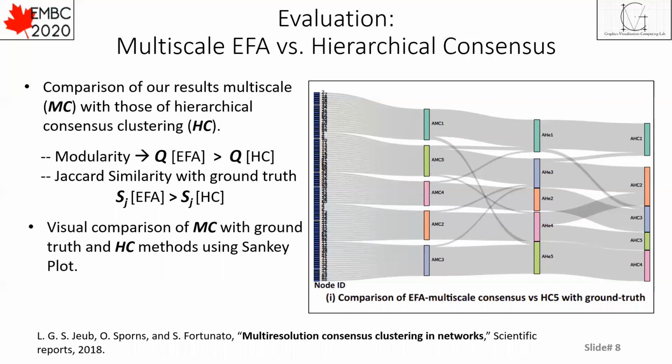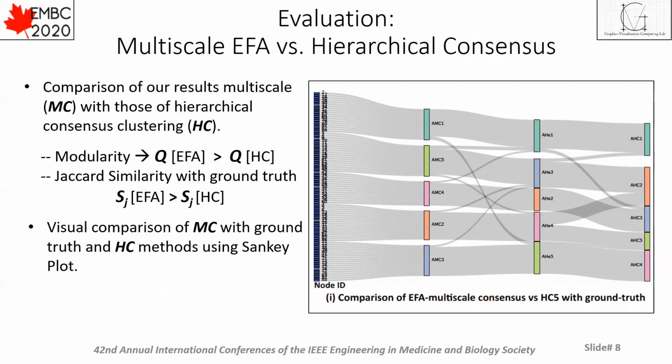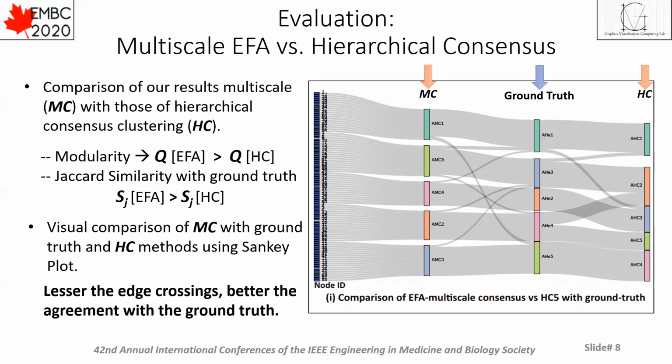We compare our results against a state-of-the-art consensus method, namely the hierarchical consensus method. Both modularity and Jaccard similarity are great with the multiscale approach, and the same is revealed by visual inspection of node groupings using a Sankey plot. Fewer edge crossings are observed in the multiscale partition when compared with hierarchical consensus clustering. Thus, the node partitioning of EFA multiscale has a higher relative likeness to the ground truth than that of HC for this dataset.